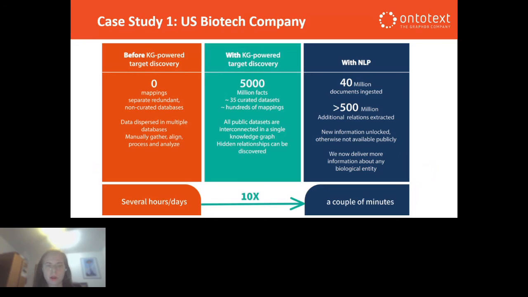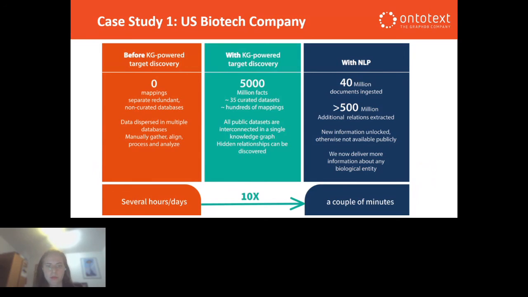And these were about 35 data sets. And we also did a lot of mappings between them. And these mappings are actually expert curated. So subject matter experts were doing them, which also guarantees higher data quality. All in all, the knowledge graph grew to be about 5,000 million facts big. So these are like billions of facts integrated all in one place.